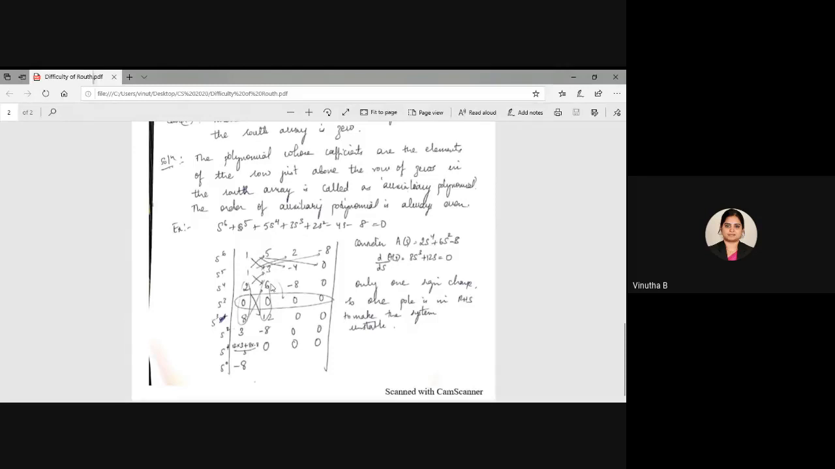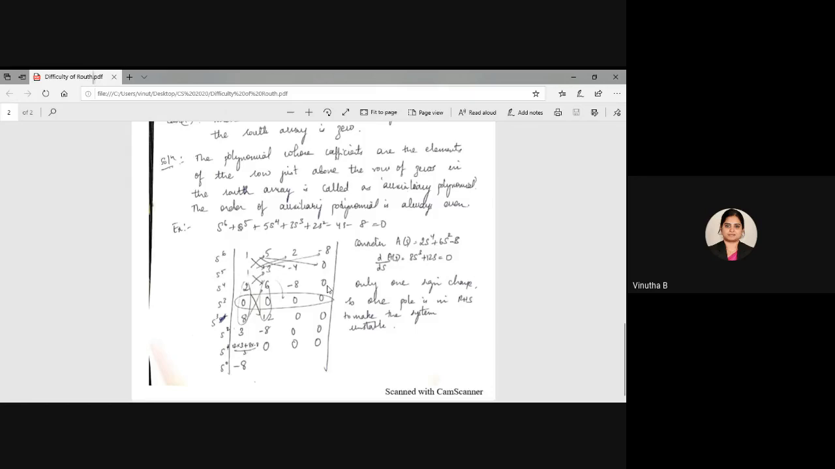The first two rows we were able to compute. Then find the other elements. Similarly, 1 into 5 minus 1 into 3 divided by 1 gives a value of 2. 1 into 2 minus 1 into minus 4 divided by 1 gives 6. Then 1 into minus 8 minus 1 into 0 divided by 1 gives minus 8. And 0, because we do not have the next elements here. Then we have this row comprising 2, 6, minus 8 and 0.